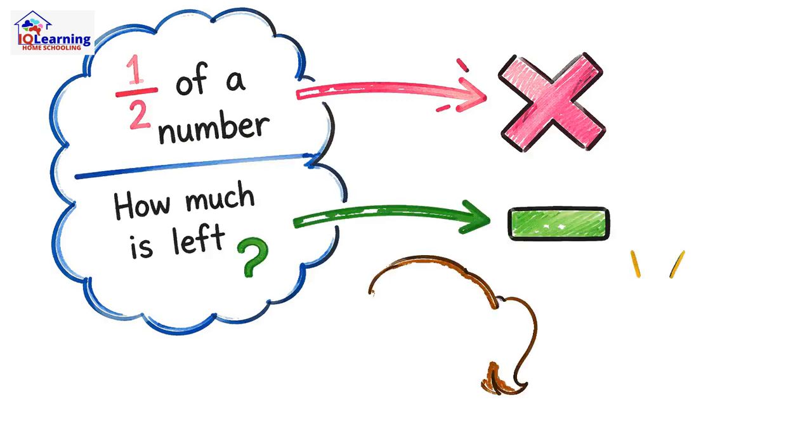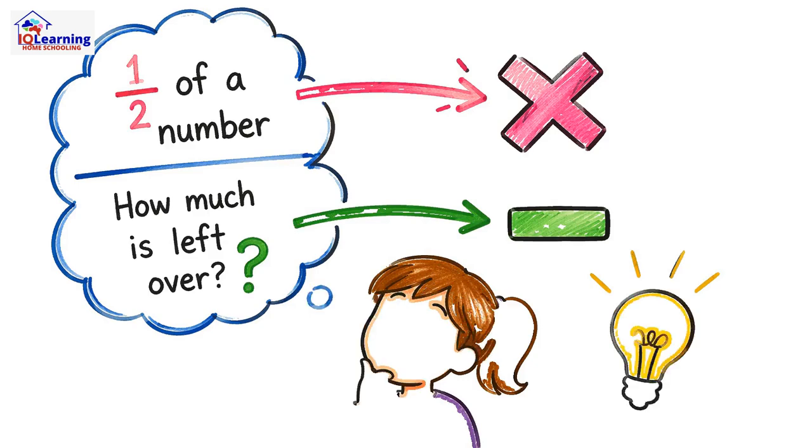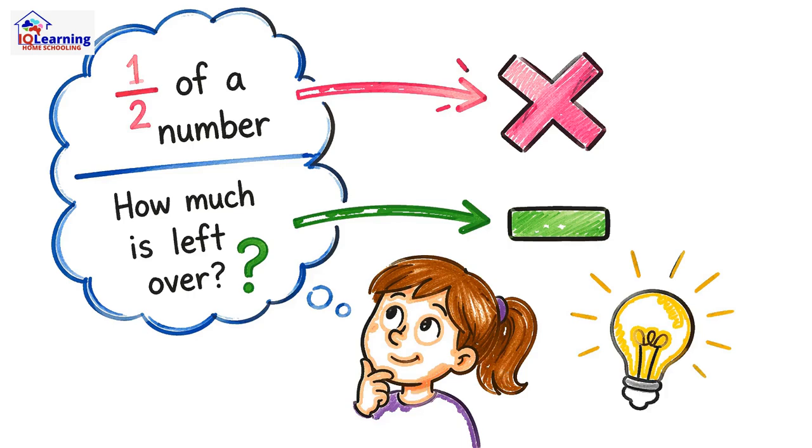Phrases like a fraction of a number almost always mean multiply. How much is left over points you to subtraction. But here's the most common trap, the remainder.